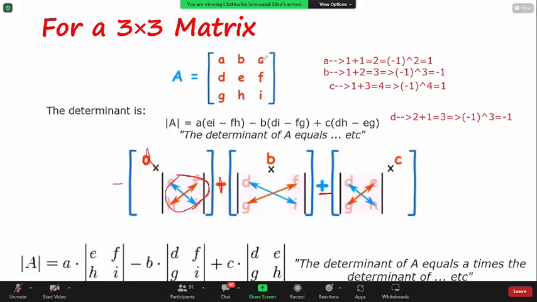Right. So therefore, whenever you select another row or a column other than the first row, because now you are adjusted and accustomed to finding determinants with respect to the first column, first row.